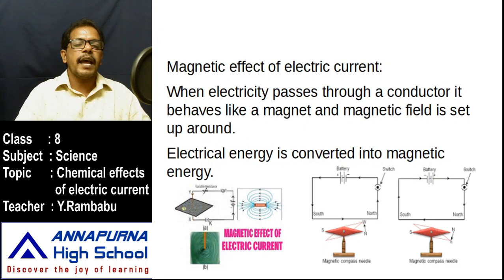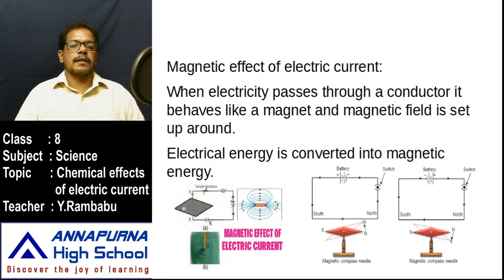This magnetic field exerts force. That means these iron filings experience this magnetic field. That's why they align themselves in circular order. This is about the magnetic effects of electric current.